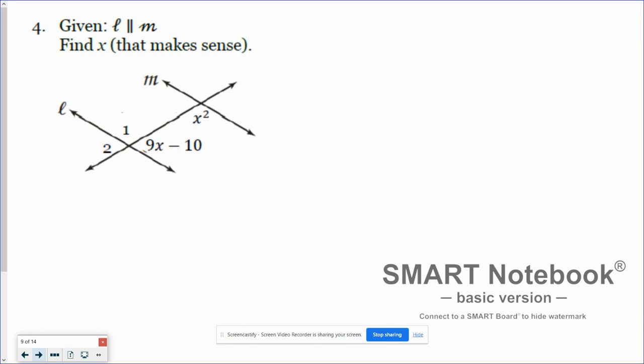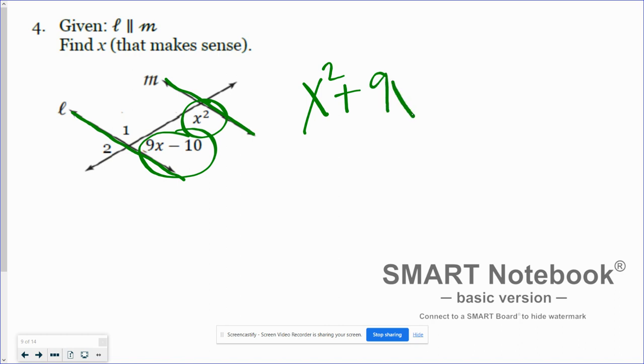Given that L is parallel to M, find x. That makes sense. Well, if L is parallel to M, that means that these two angles right here are same side interior angles. And same side interior angles are supplementary. So x squared plus 9x minus 10 equals 180.